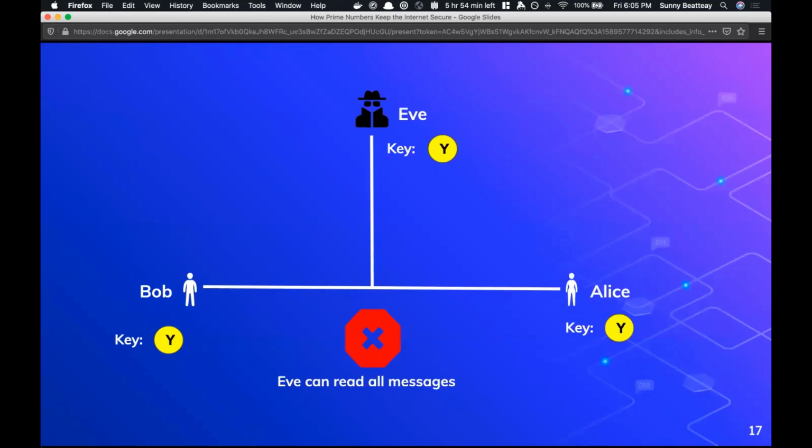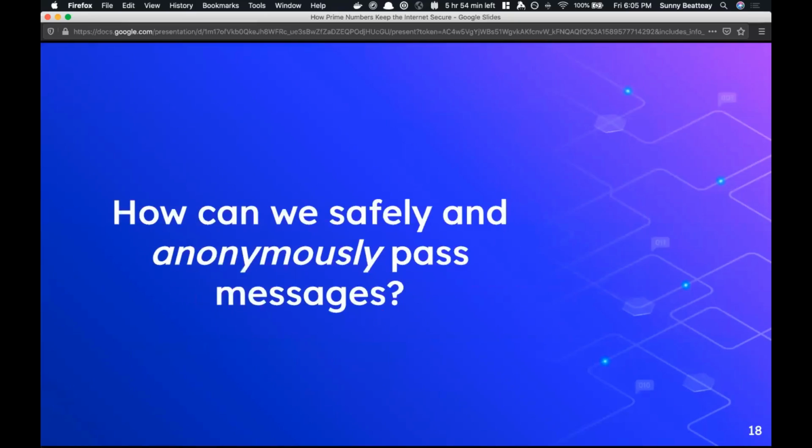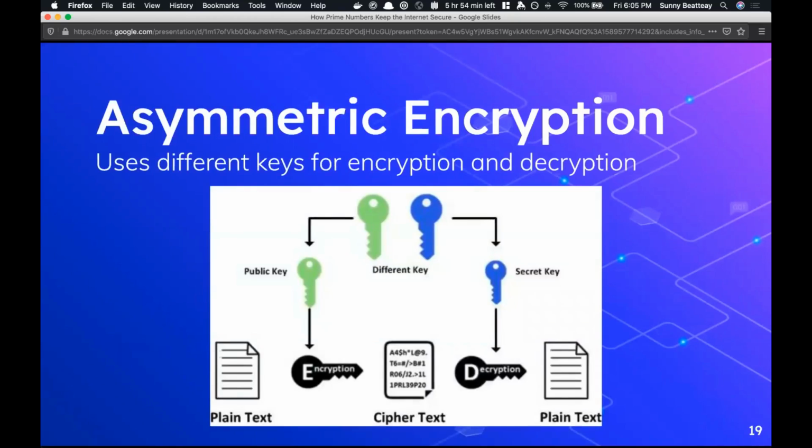We want to be able to send secure messages. So the question comes, how can we safely and anonymously pass messages to one another without having to actually meet in person to agree on a key? The answer to that is asymmetric encryption. Asymmetric encryption gets its name because it uses two different keys for each process. There's a public key for encrypting the message, and there's a secret key for decrypting it.